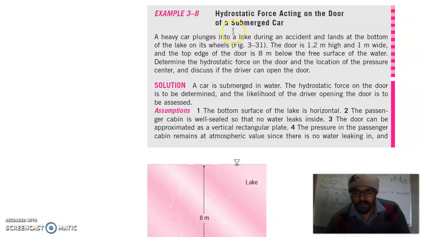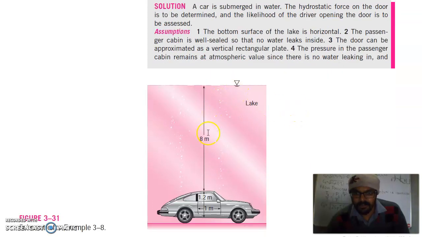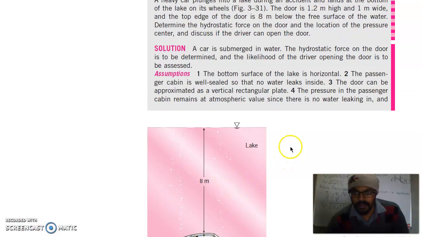Hydrostatic force acting on a door of a submerged car. A heavy car plunges into a lake during an accident and lands at the bottom of the lake on its wheels. The door is 1.2 meter high and 1 meter wide, and the top edge of the door is 8 meter below the free surface. You can see here this car is 8 meter below. This is the top edge of the door. The door is 1 meter wide and 1.2 meter in height. You have to determine the hydrostatic force on the door and the location of the pressure center, and discuss if the driver can open the door.